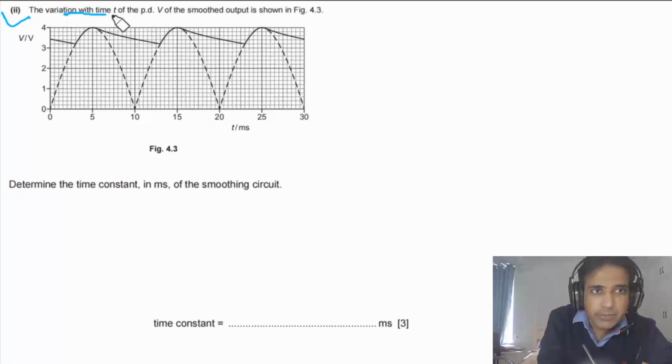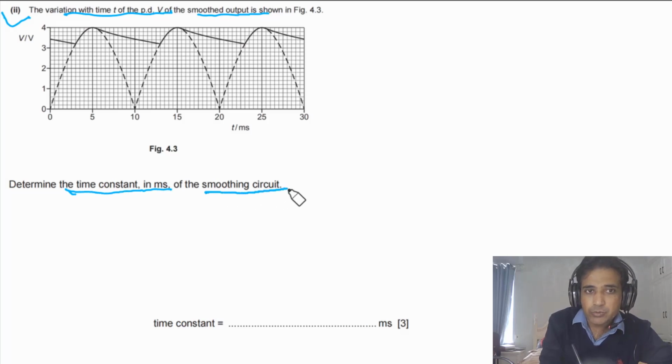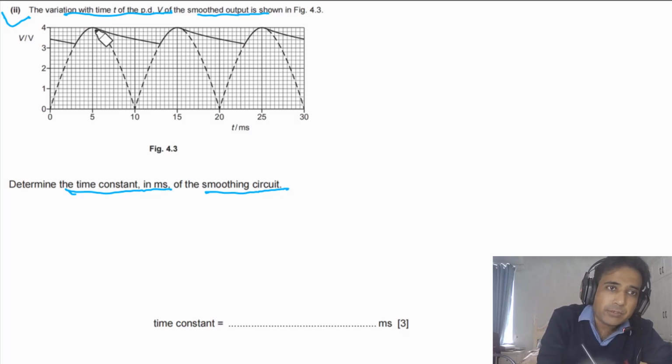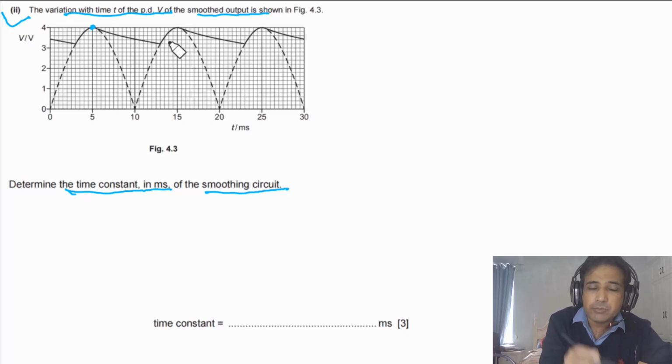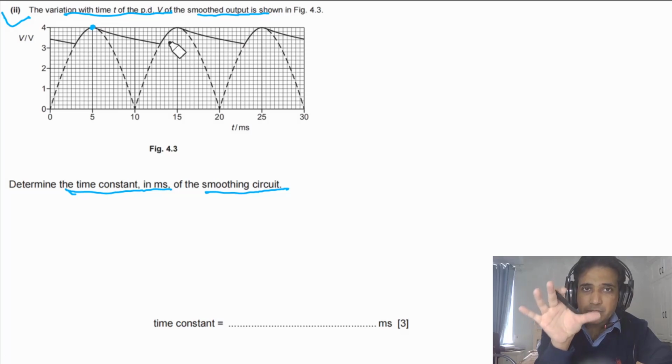The second part says the variation with time t of the PD V of the smoothed output is shown in figure 4.3. Determine the time constant in milliseconds of the smoothing circuit. Actually, this is asking us to calculate the time constant of the capacitor. If you look at this given figure, at this point we have the maximum value of PD across the capacitor, and then the capacitor will discharge because the PD across the capacitor and the PD across the resistor will be the same, since they are connected in parallel.